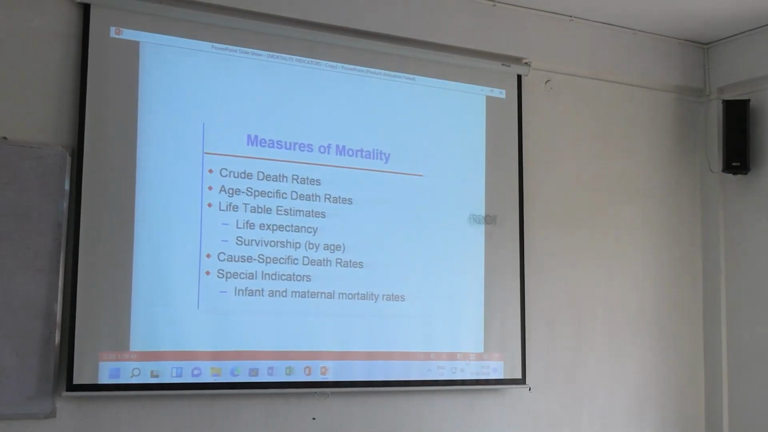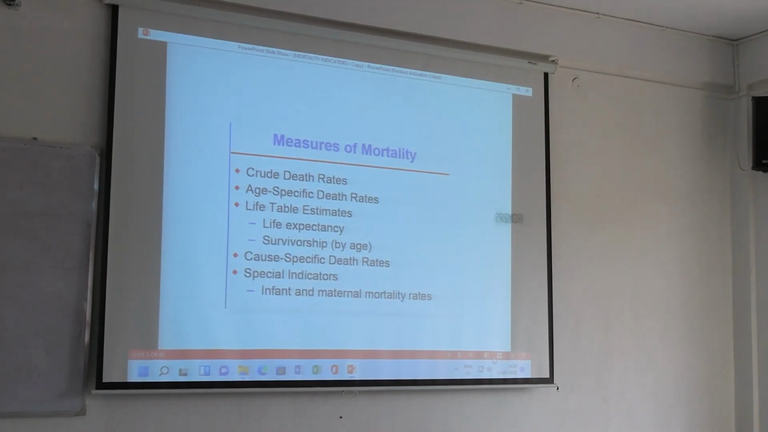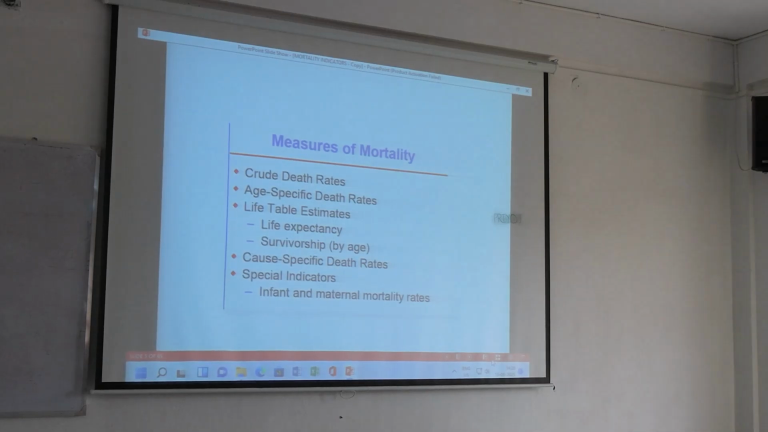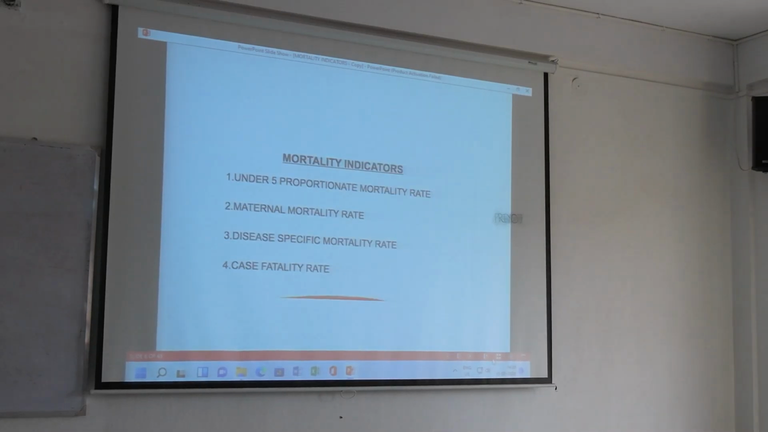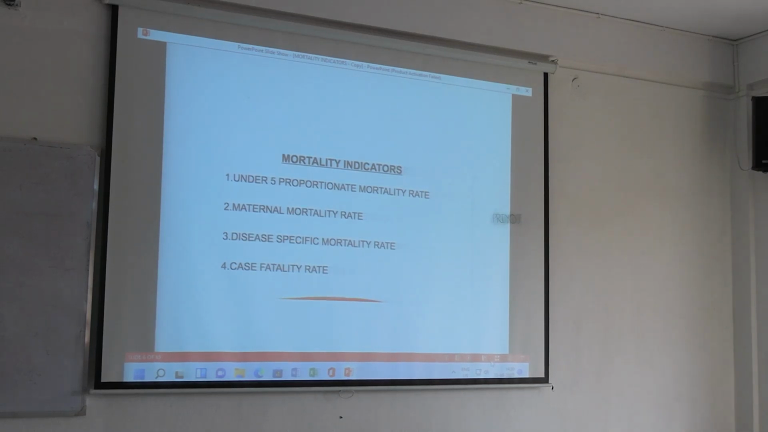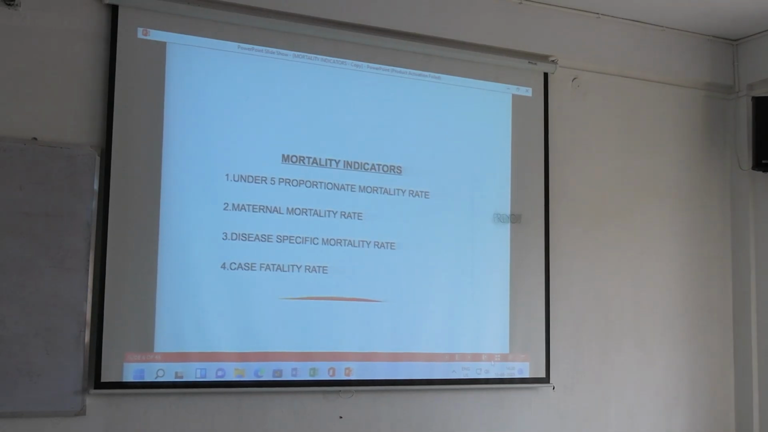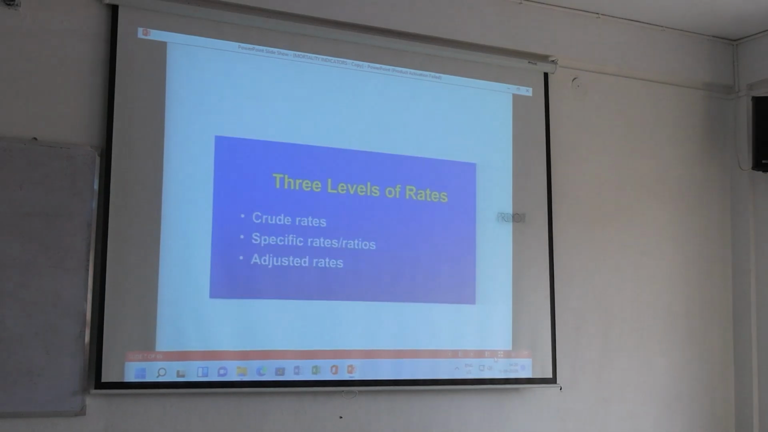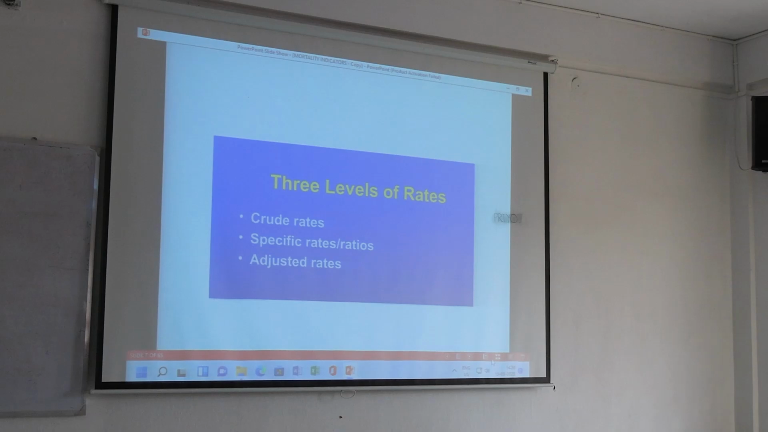Crude death rate, age specific death rate, cause specific death rate, and special indicators like infant mortality. Now, crude death rate is the commonest one. And you also have proportional mortality indicators: the proportionate mortality rate, maternal mortality rate, disease specific mortality rate, and case fatality. We will talk about each of these in some detail. First is crude rate, then specific rate, and adjusted rate.